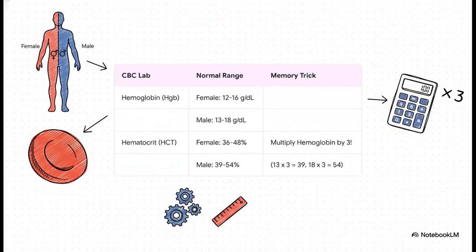So, two of the big players in a CBC are hemoglobin and hematocrit. Now, you'll need to remember the general ranges for hemoglobin. But here's the amazing part, the real hack. You don't have to memorize a whole separate range for hematocrit. You just take the hemoglobin number, multiply it by 3, and you've got your hematocrit range. It's like a 2-for-1 deal for your brain.